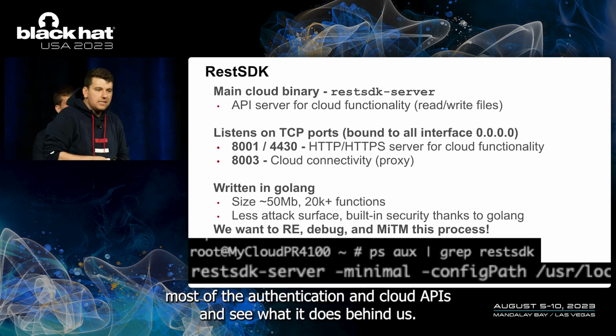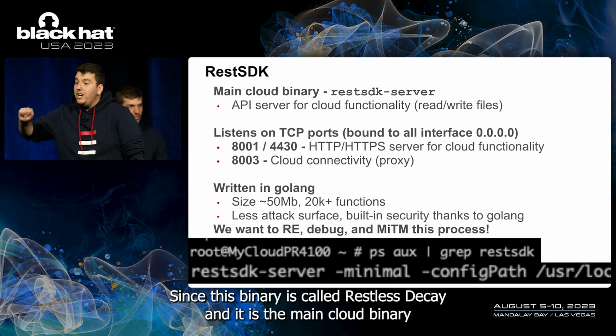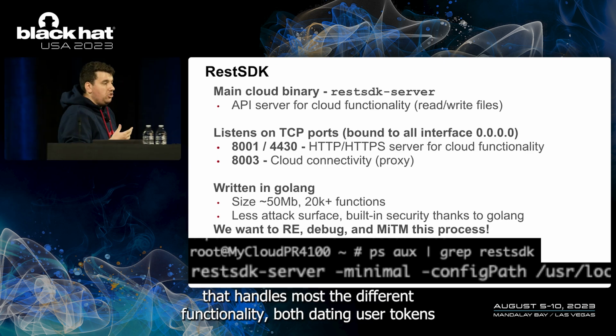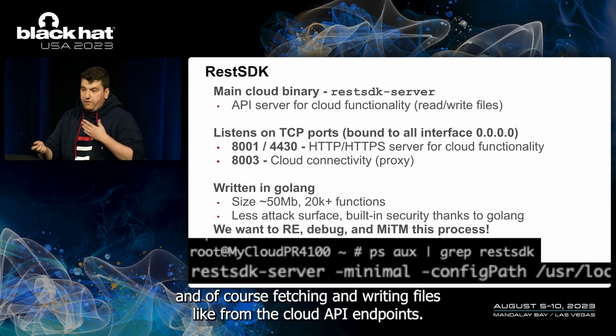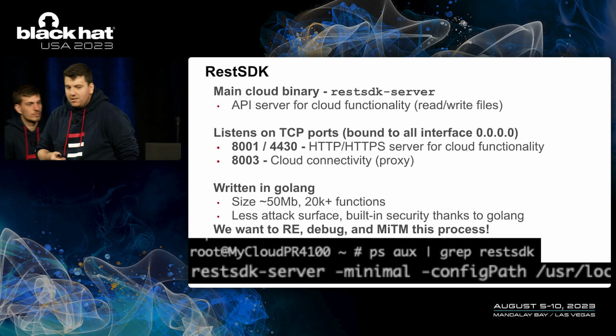So let's take a look at the main cloud binary that handles most of the authentication and cloud APIs and see what it does behind the scenes. This binary is called REST SDK, and it is the main cloud binary that handles most of the different functionality, both validating users' tokens and, of course, fetching and writing files like you get from the cloud API endpoint.